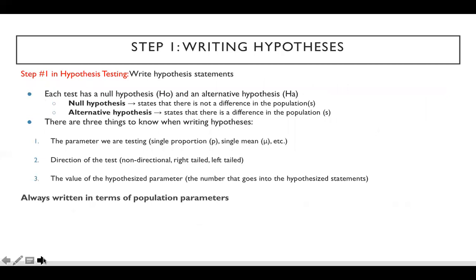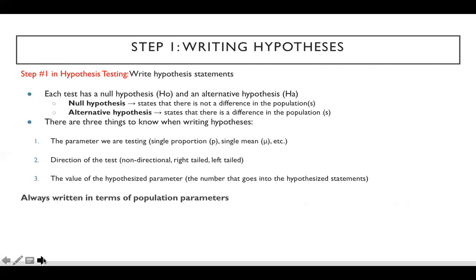So we're going to go through the 5-step hypothesis testing procedure now. This process will be repeated a lot in this lesson, so I'm going to go over it most specifically now. I will definitely emphasize where they are different, mostly in step 1, throughout the lesson though. Step 1 in hypothesis testing is to write your hypothesis statements. Each test has a null and an alternative hypothesis. Your null hypothesis states that there is not a difference in the population, while your alternative hypothesis states that there is a difference in the population.